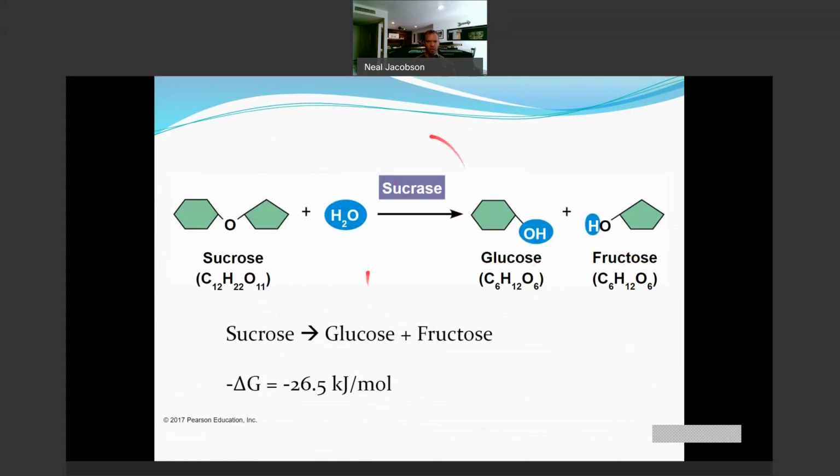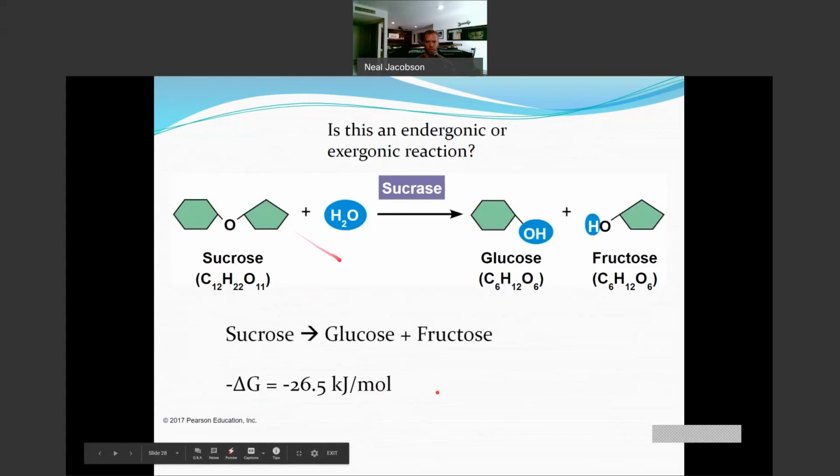Now, this activity of breaking down this bond in sucrose releases a bunch of free energy. Going from polymer to monomer using this enzyme, it's facilitating that reaction and releasing a bunch of free energy from the molecule. So the question is, is this endergonic or exergonic? And here's your clue right here. Is it endergonic or exergonic? It's exergonic. That's right.